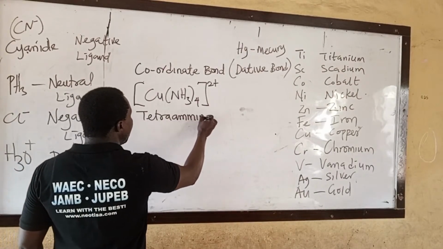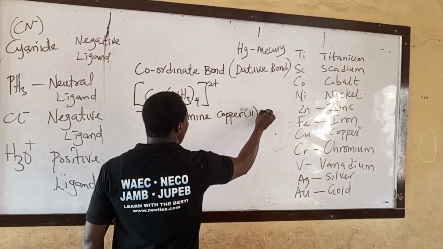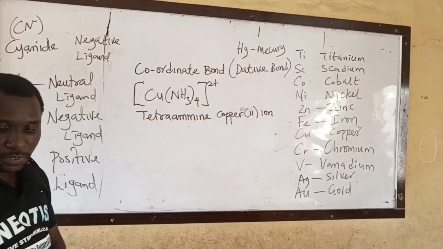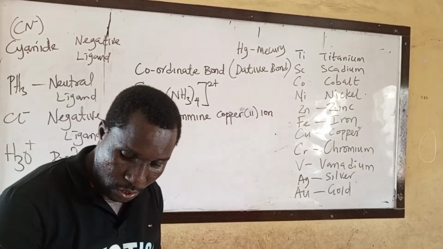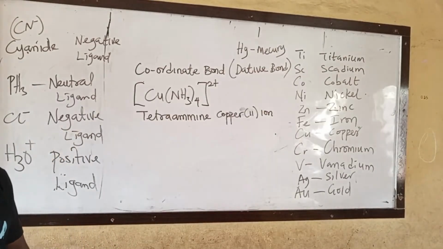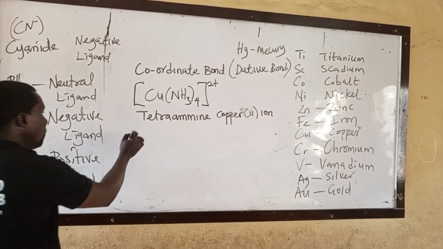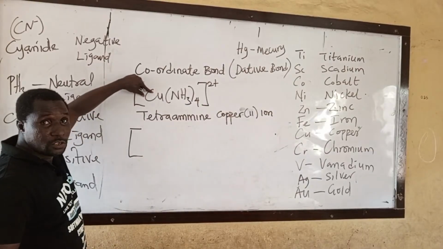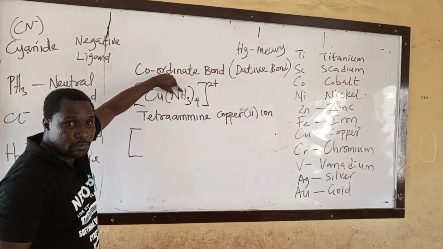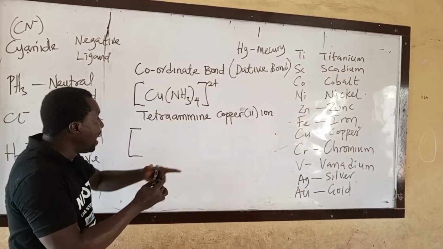Amine copper 2 ion. This is an example of what? Coordination compound. Can you see the central atom is what? Copper. The ligand is what? Ammonia, NH3. How many ammonia do we have? 4.